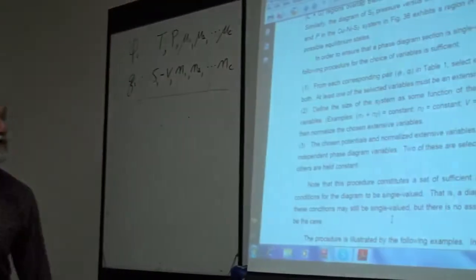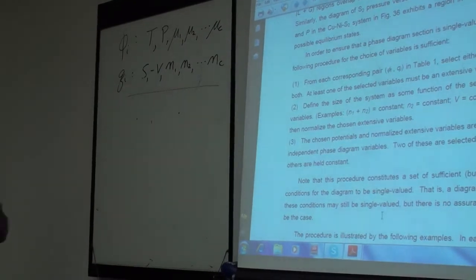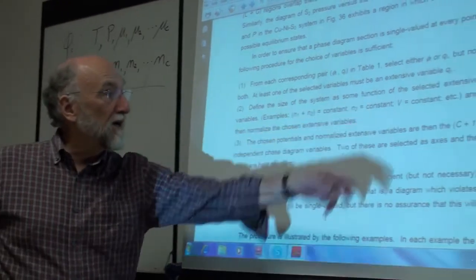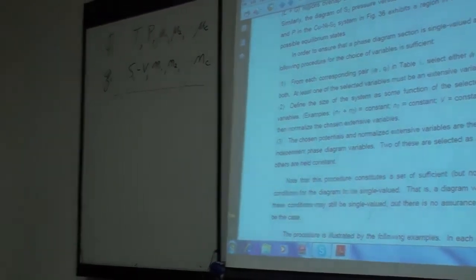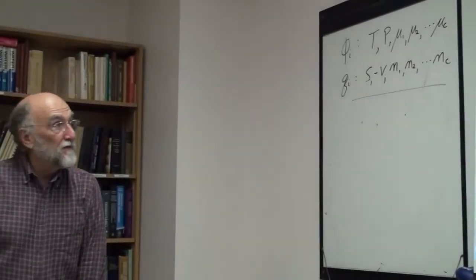But I don't have to. I could say I have a diagram at a constant number of moles of iron if I want. Or I could choose a constant volume diagram, and so on. And then the other extensive variables have to be normalized.